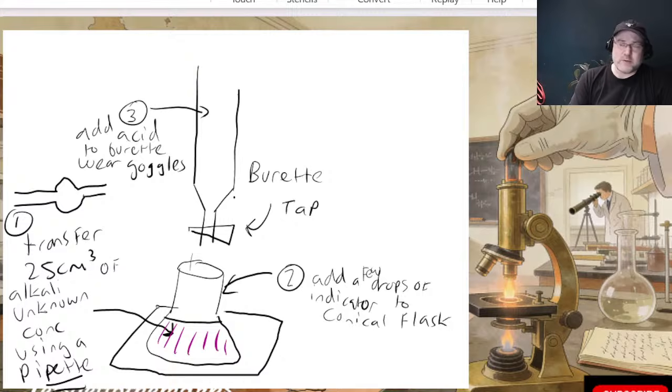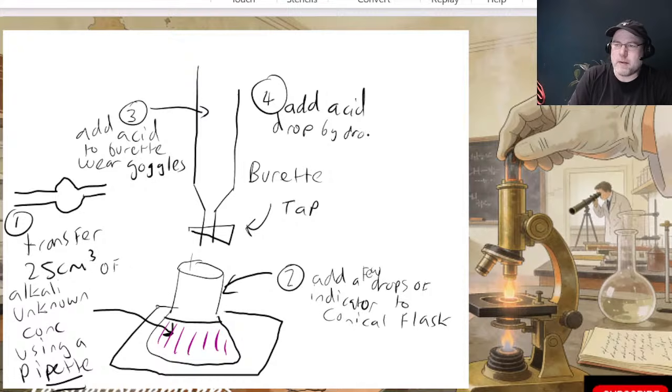Now number 4, you're going to add acid. You can do a rough titration first. I'll talk about that after. Add acid drop by drop to the conical flask.